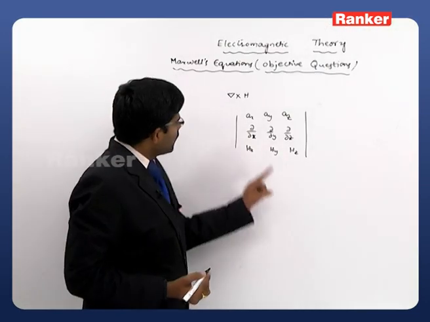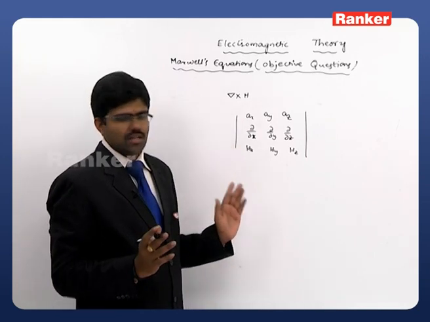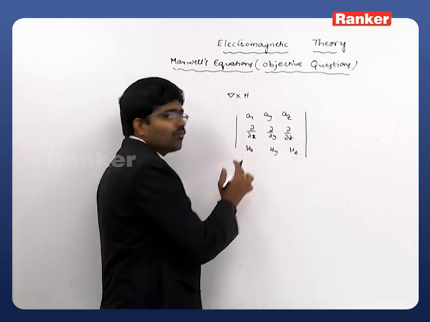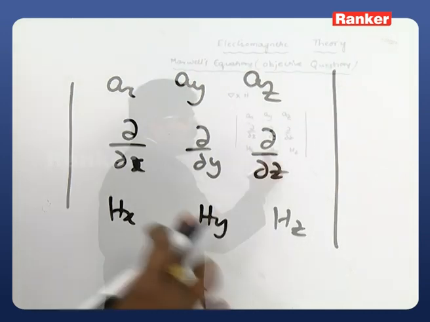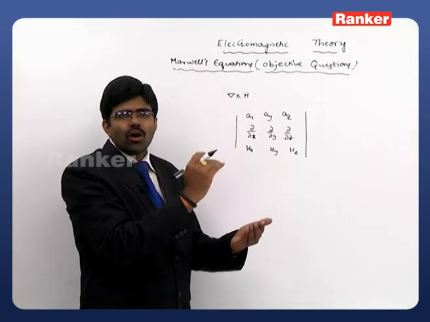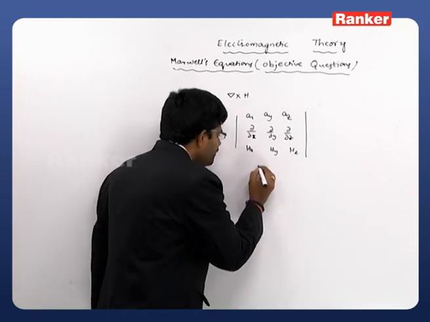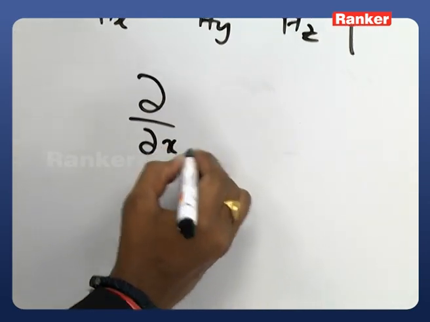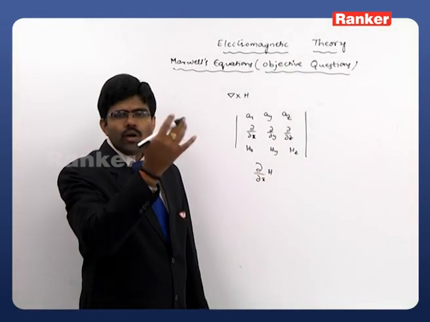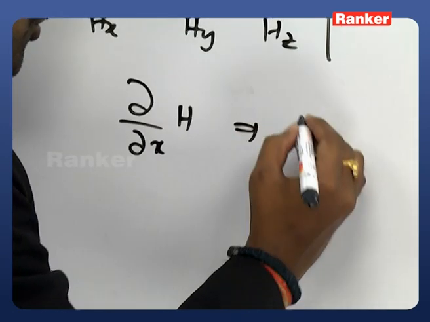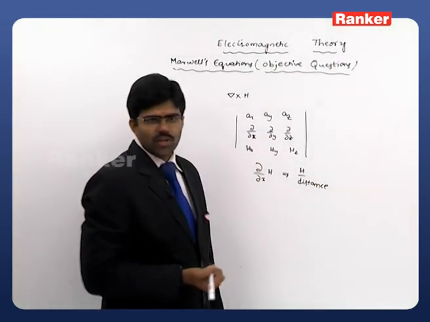I expanded the curl of this particular term. Now after simplification, don't go for any calculation. After simplification, for every term what we got is dou by dou y of Hz minus dou by dou z of Hy. That is dou by dou of H. For every vector, that vector will be included there. Say dou by dou x, for our understanding, I am considering distance. Dou H by dou x means simply H by distance.